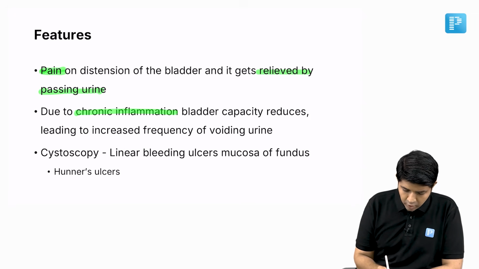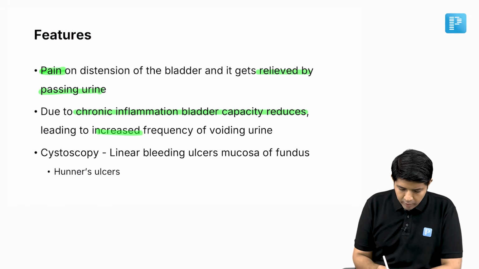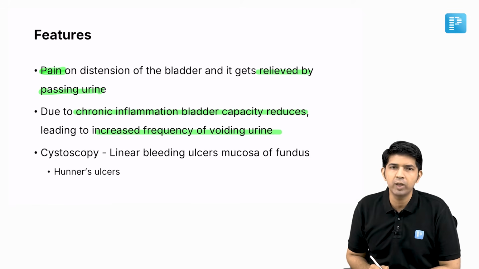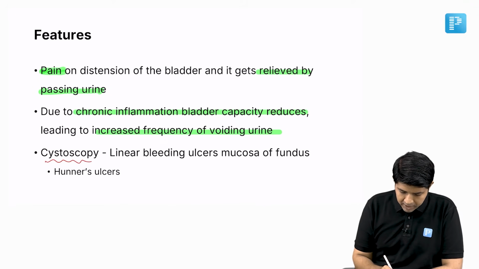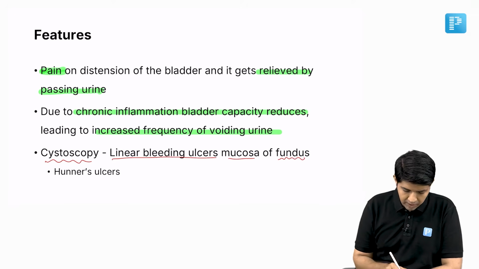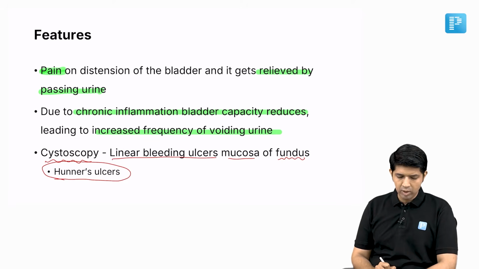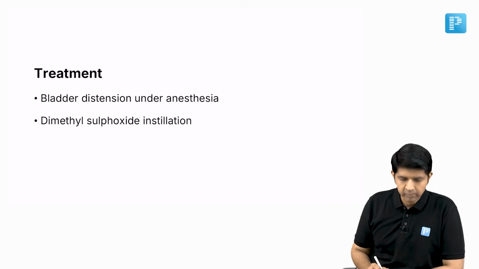Now, like I said, there is chronic inflammation, so the bladder capacity reduces, leading to increased frequency of voiding urine. Now, if you perform a cystoscopy in these patients, you will be able to see a linear bleeding ulcer in the mucosa. This is especially in the fundus of the urinary bladder, and these linear ulcers are called Hunner's ulcers. So, how are you going to treat these patients?